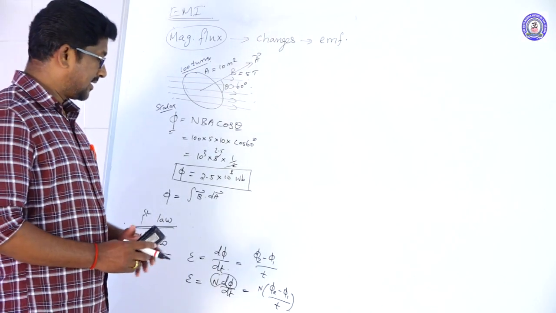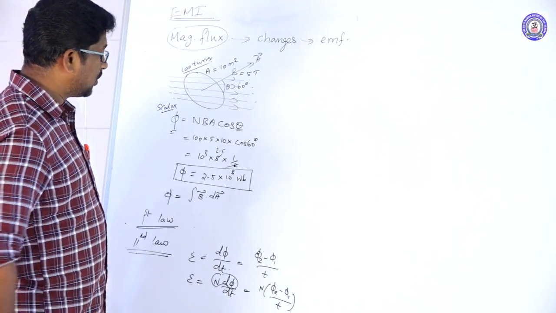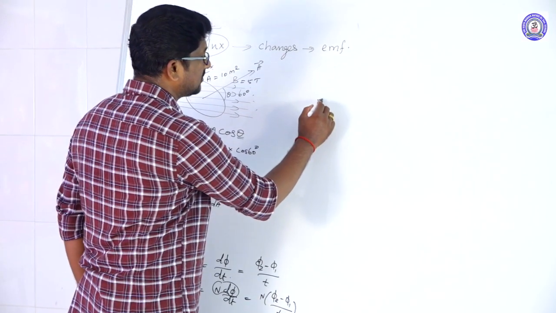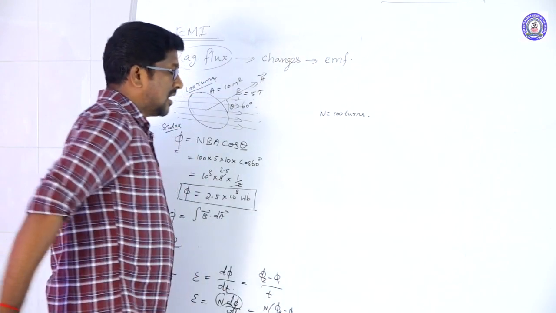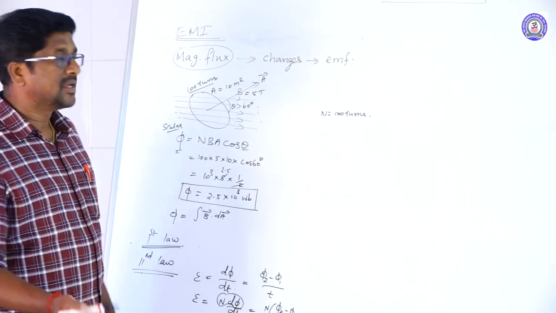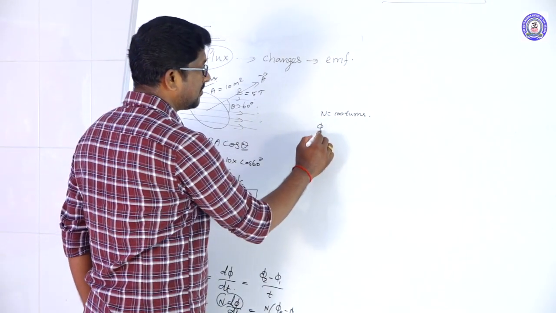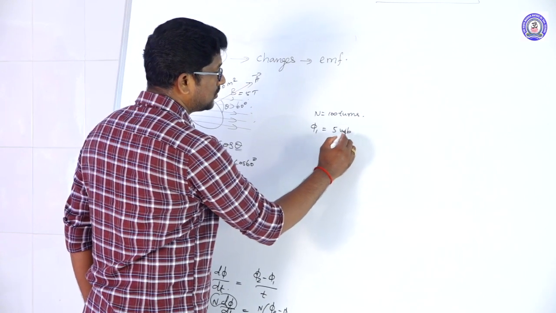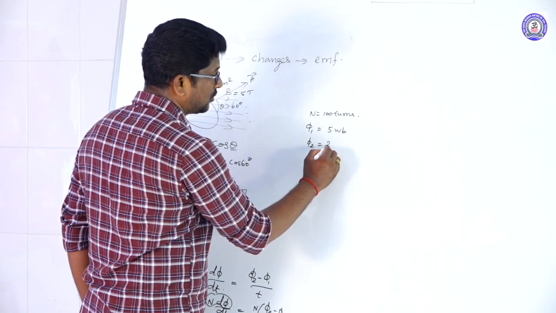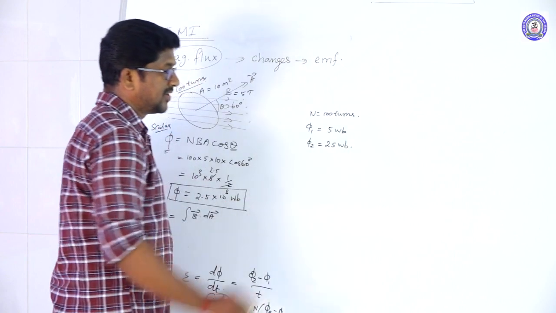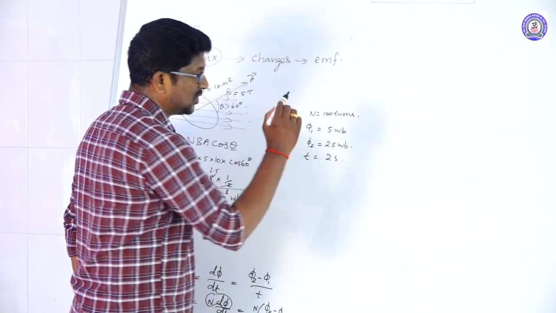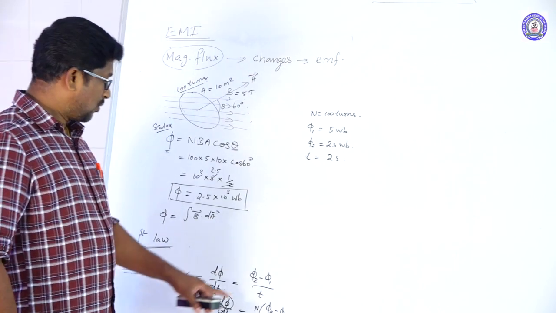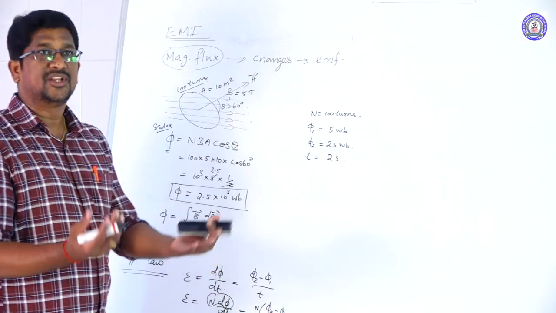Let us consider a closed coil which contains 100 turns. The magnetic flux linked with the coil changes from 5 Weber to 25 Weber in a time of 2 seconds. What is the magnitude of EMF induced in the coil?